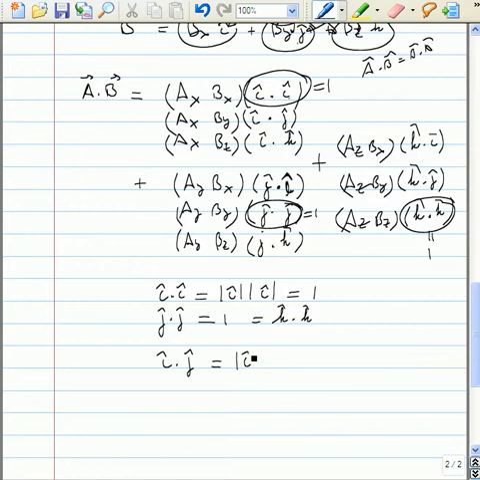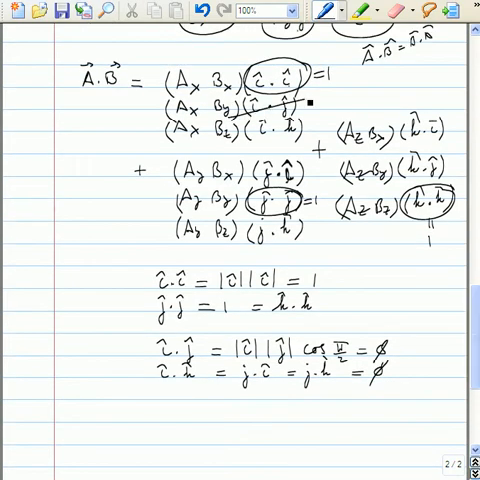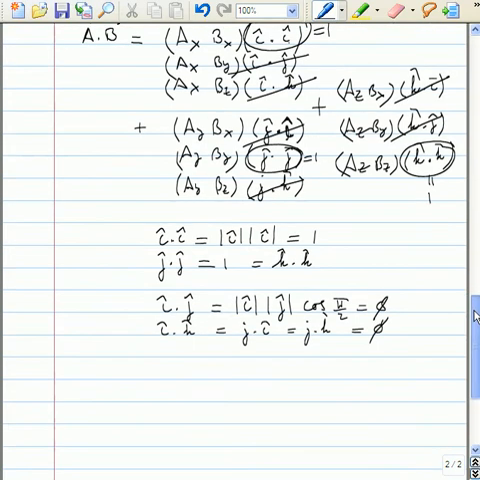Let's look at the other term, i dot j. We will end up with magnitude of i times magnitude of j times the cosine between those two unit vectors. Since we're dealing with an orthonormal system, the x-axis is perpendicular to the y-axis, which is perpendicular to the z-axis. Therefore, the angle between every axis is 90 degrees. Cosine of 90 is 0. Therefore, i dot j has to be 0. Similarly, i dot k, j dot i, j dot k, etc., they're all 0. Therefore, all the other terms, i dot j, i dot k, j dot i, j dot k, k dot i, k dot j, are all equal to 0.